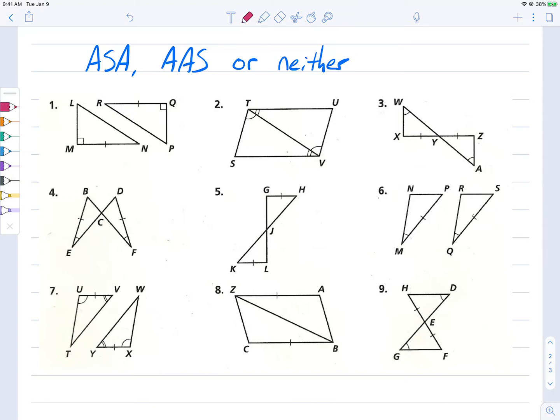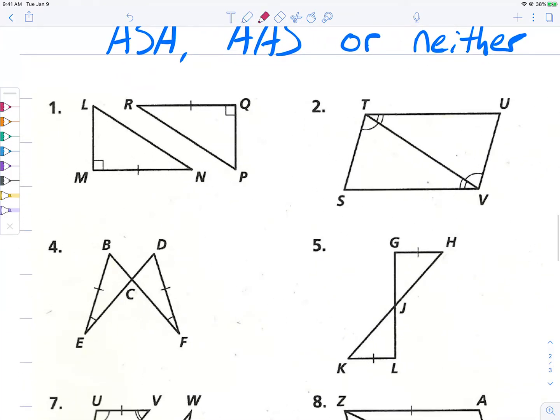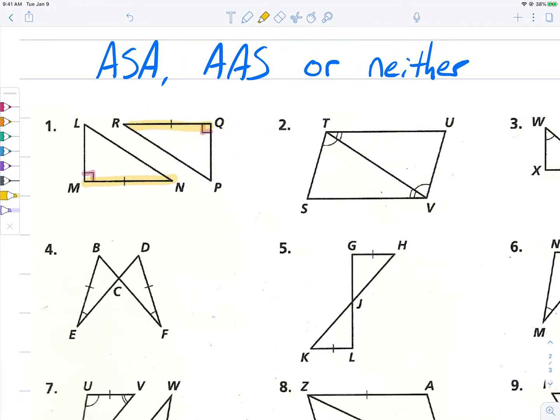So if we look at these two triangles for number one, we have the two right angles, those are congruent. And we have one side here, but we don't have any other information. So we don't even have enough information for angle side angle because we're missing an extra angle. We couldn't even do side angle side because we're missing another side. So this one is going to be a no because there's missing information.